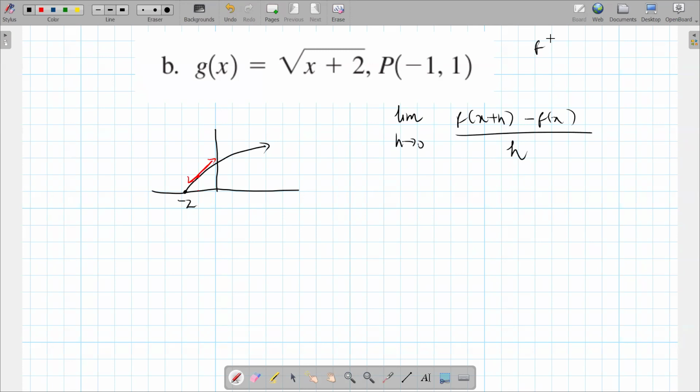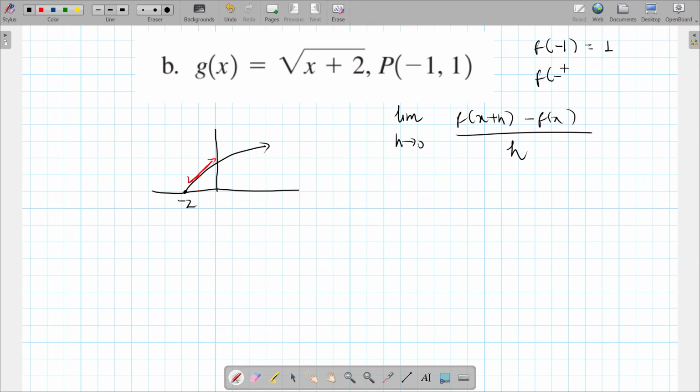So here, what's f of x, or f of negative 1? What is the value? Just put x as negative 1. It adds up to 1. What's the square root of 1? Square root of 1 is 1. So therefore, f of negative 1 is just a 1.